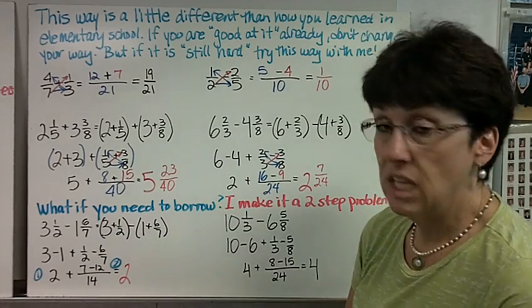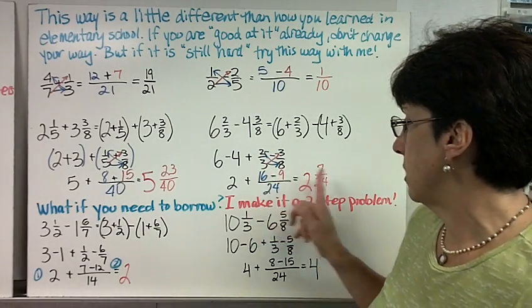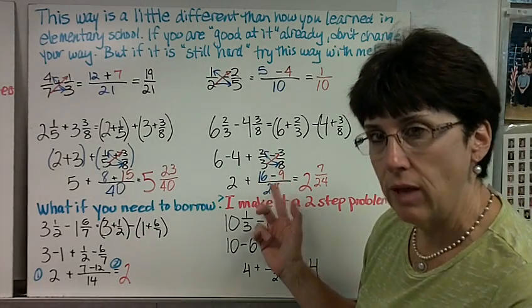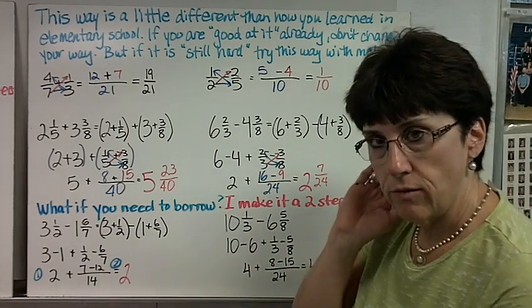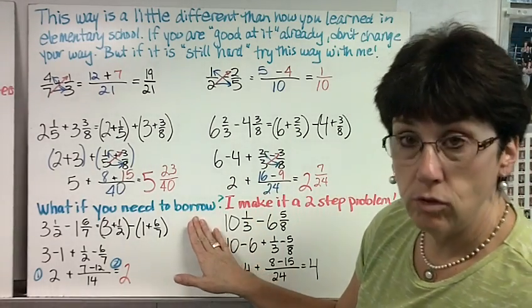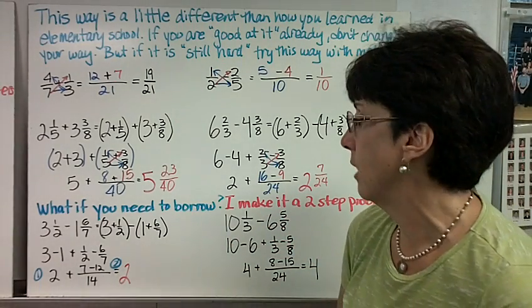Right? That's it, okay? But notice how this has been a positive number, this has been a positive number. We haven't had to borrow anything. We haven't had anything bigger taking away from something smaller, so we haven't had to borrow. But what if you need to borrow? I make it into a two-step problem, okay?